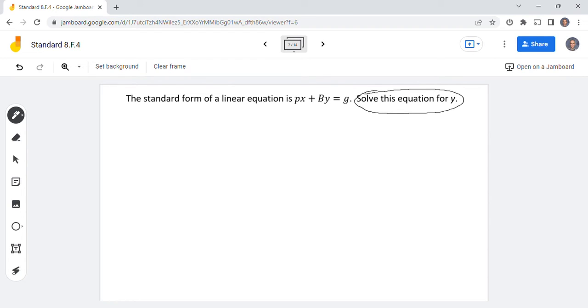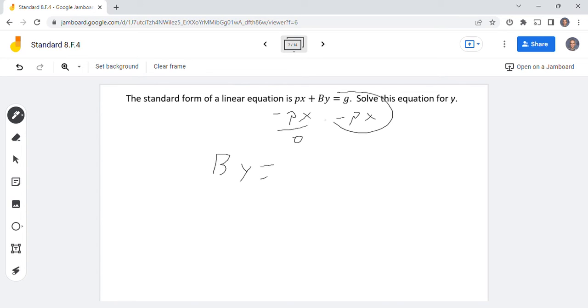This one we want to solve for y. The y is right there. So we're going to get rid of the terms that do not have the y first. That would be the px. We're going to get rid of that one from the left-hand side by subtracting px. Any number subtracted by that same number ends up being 0, so that is gone from that side. So we'll subtract px over on the other side. That leaves us with by on the left-hand side.